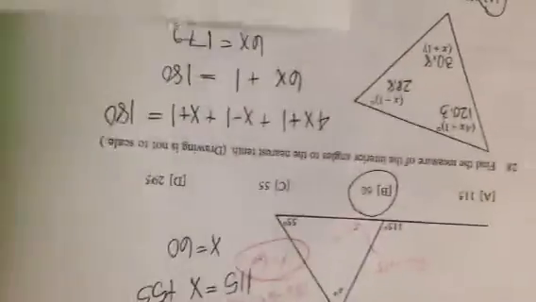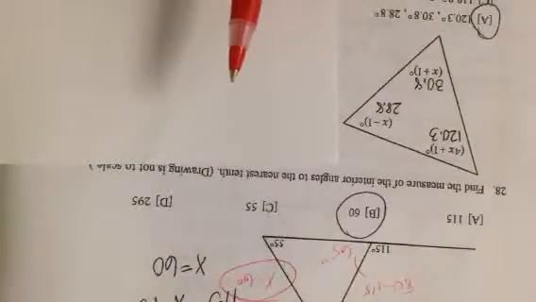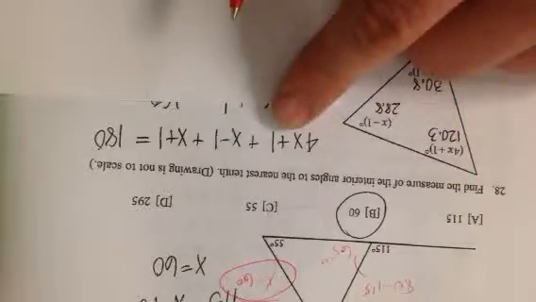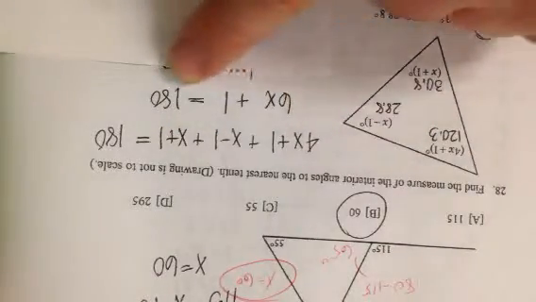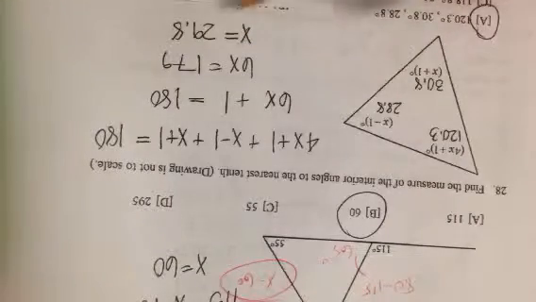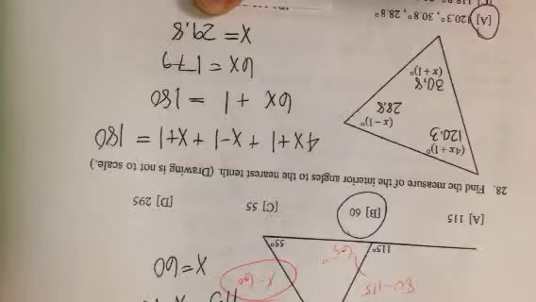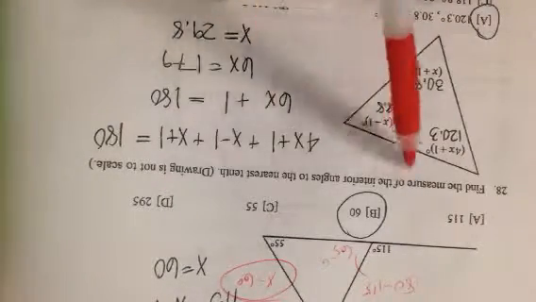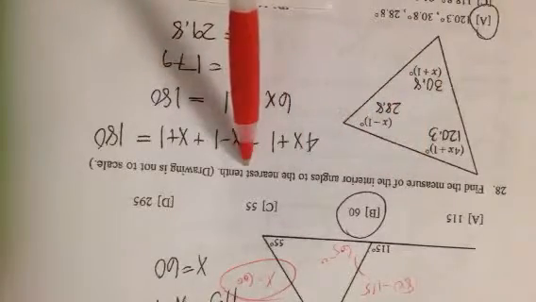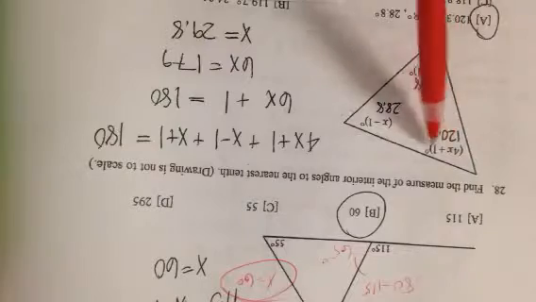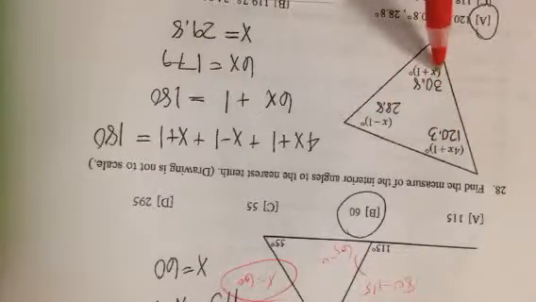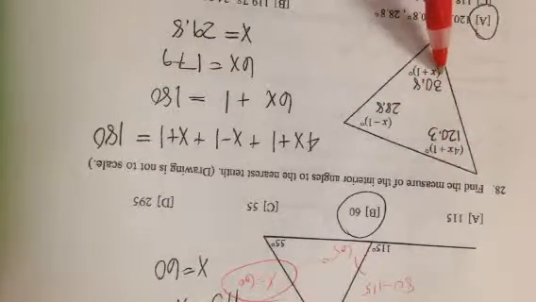Number 28. So here, again, all three angles in a triangle add up to 180. So we're going to set up this equation where I took all those angles, add them up to 180, combine my like terms, solve for x, and I get 29.8. And then it says find the measure of the interior angles to the nearest tenths. So I know x, I got to plug that back in to each one of these expressions here to find out what each angle is, and then those will match answer A.